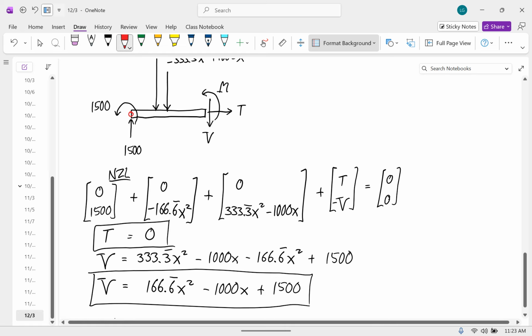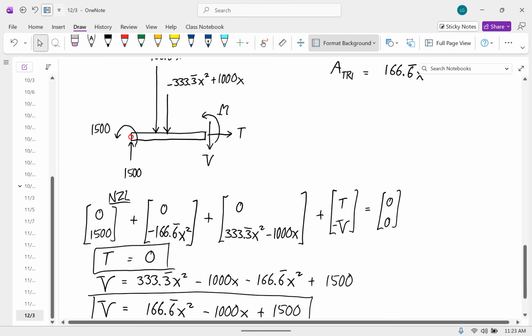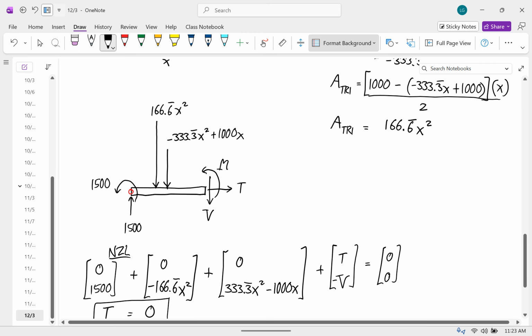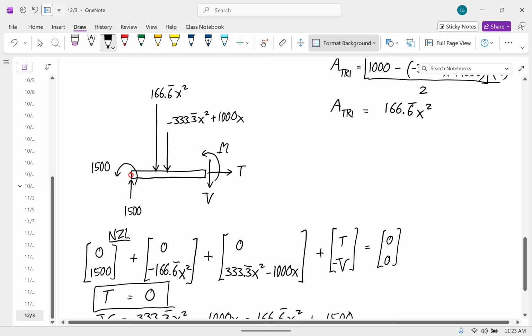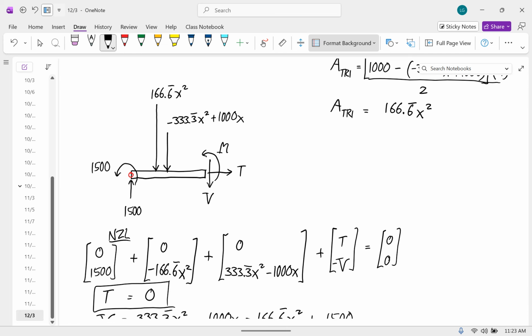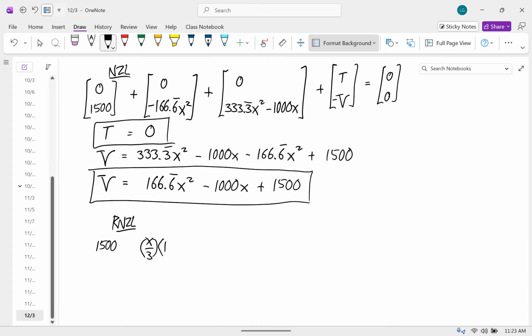So our about point is here. We have a counterclockwise couple of 1500. No moment from the 1500 Newton force. Then we have the 166.6 x squared. That has a moment arm of the whole length is x. And so the distance from the left side to this is x over 3. So we have x over 3 times 166.6 repeating x squared.